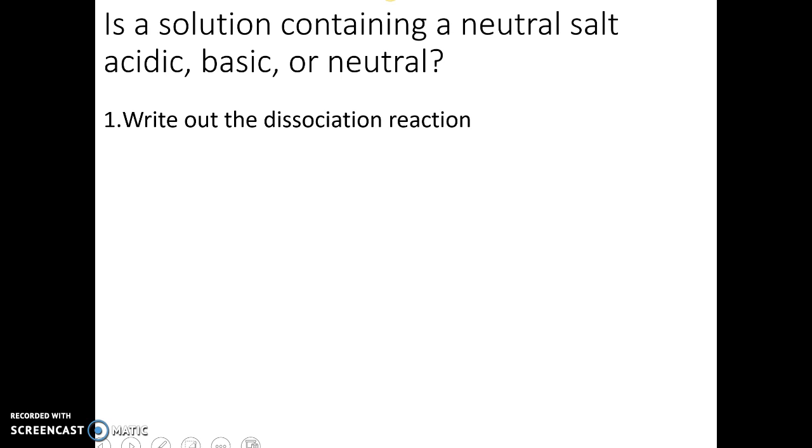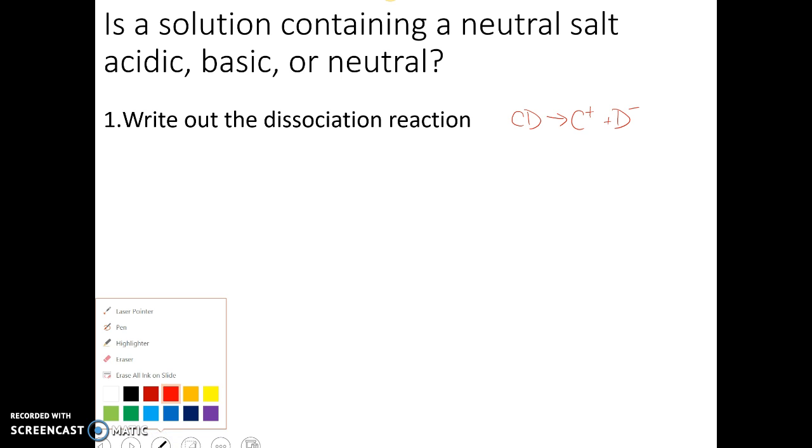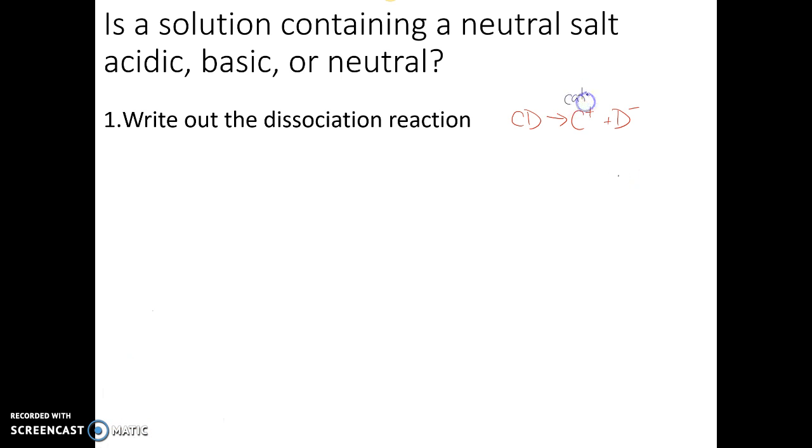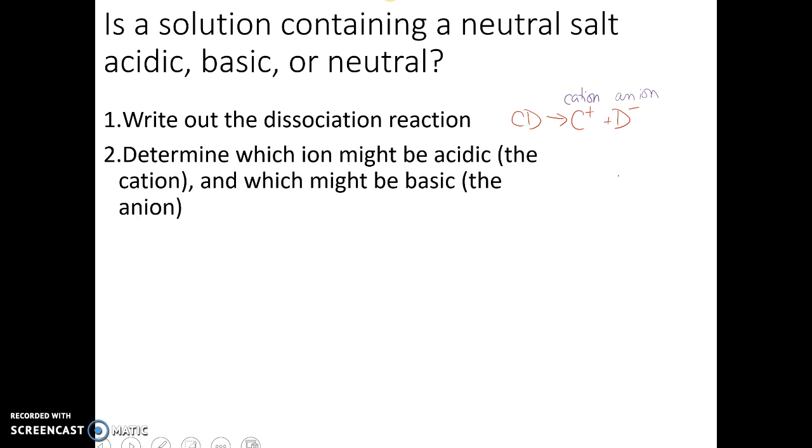The first step is to write out the dissociation reaction. So this might look something like CD reacts to form C+ and D-. So here we have a cation, which is a positively charged species, and an anion, which is a negatively charged species. The second step is to identify which ion might be acidic and which might be basic. This is very simple. Cations may be acids and anions may be bases. So I will write here acid, question mark, and base, question mark.